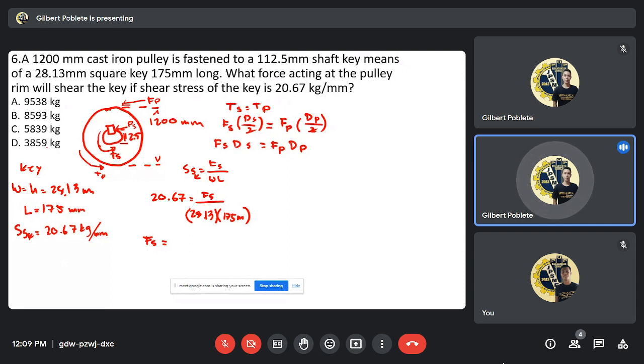So, meron tayong force ng shaft natin. So, meron tayong 101,700, 2425. So, shift store A. Ayan. So, pwede na natin itong kunin.